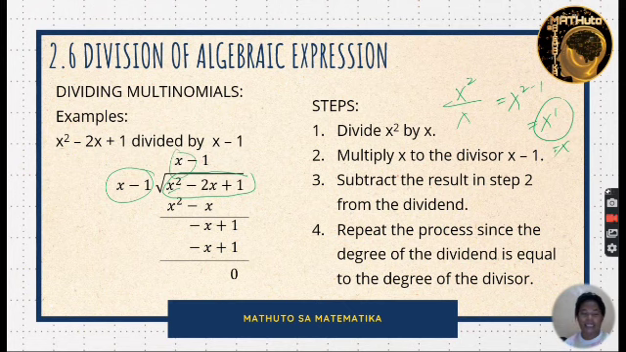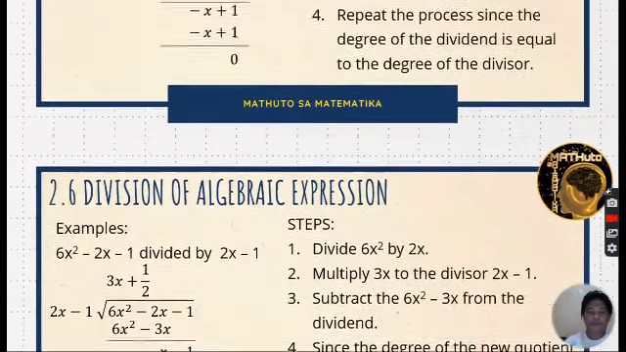So, kaya x po yung ating sagot po dito. Ang ilalagay po natin siya sa tapat ng x squared, pinakatapat ng first term ng ating dividend po. Then, multiply x to the divisor x minus 1. So, x times x is x squared. X times 1 is x. And copy minus sign po.